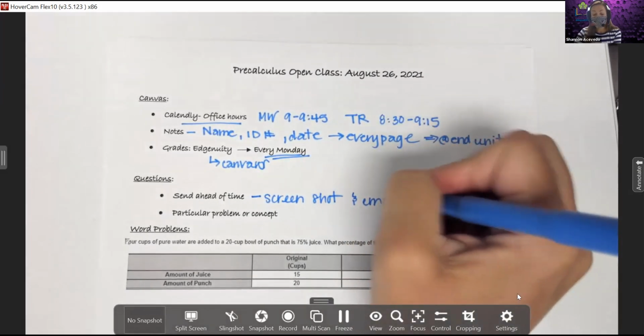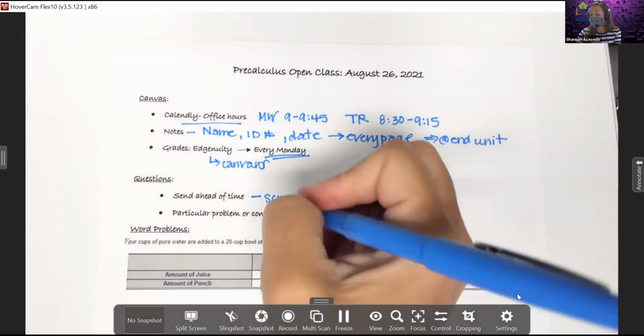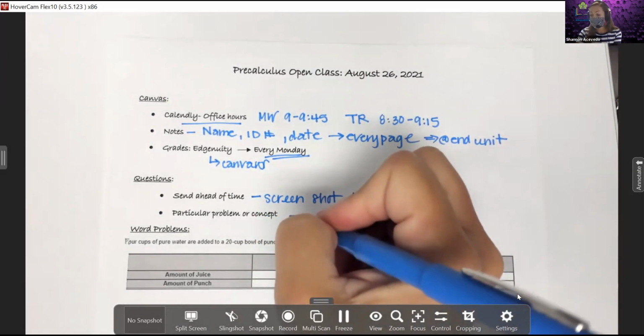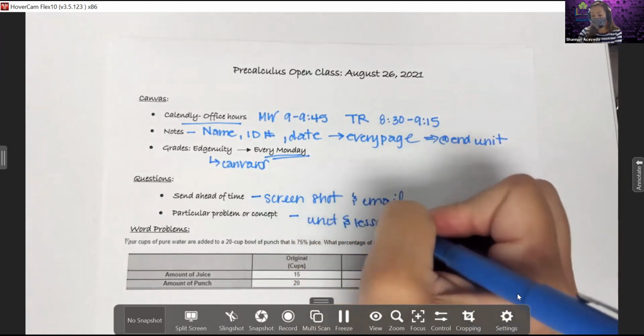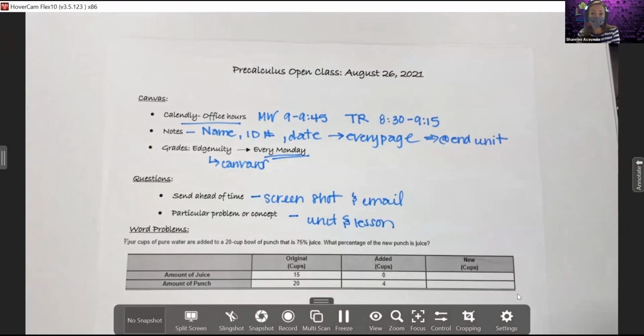If you have a particular concept, make sure that you tell me what unit you're working in and the lesson. Sometimes you guys will just say, hey, I don't understand this, and I don't even know where you're at to know what you're asking. So it really helps for me to know what lesson you're working in.